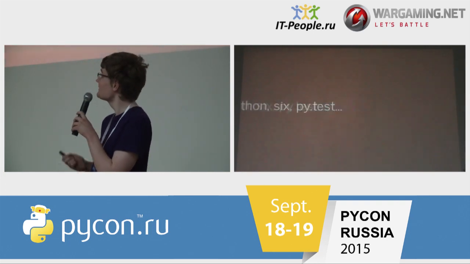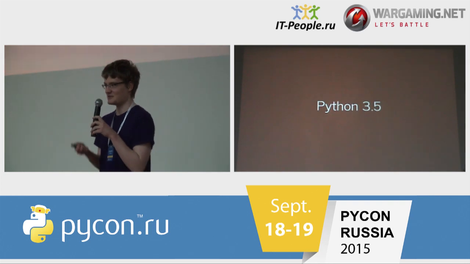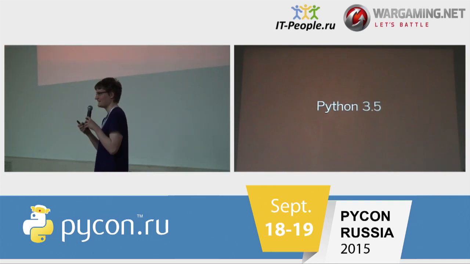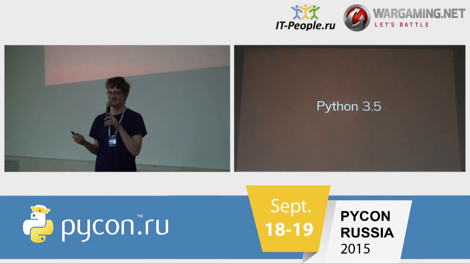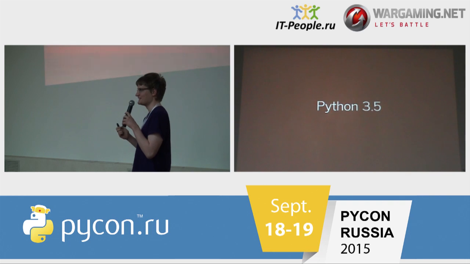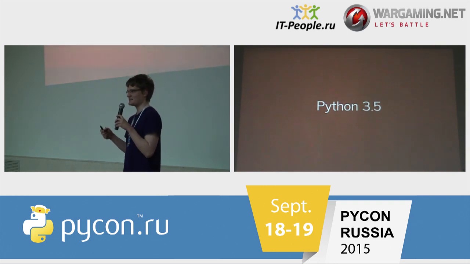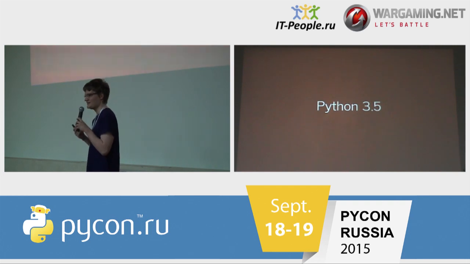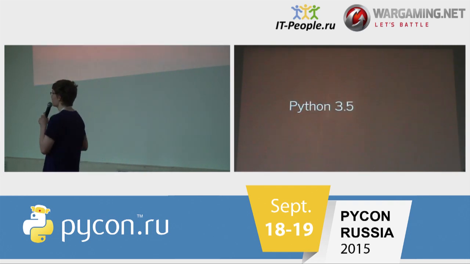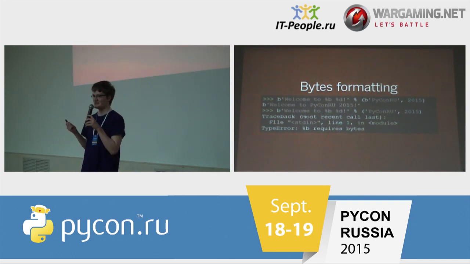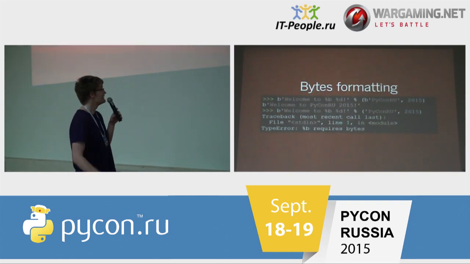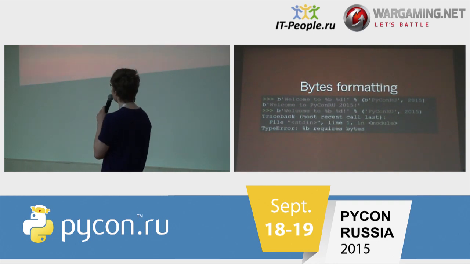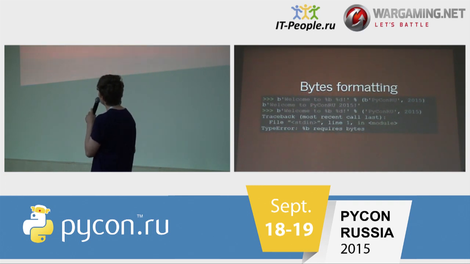Okay, so I'm supposed to be talking about Python packaging, but Python 3.5 was released less than a week ago. So I couldn't resist the temptation to spend a few minutes talking about some of the things which are new in Python 3.5. So the first thing is now you can use formatting with bytes. You probably wouldn't actually say this with byte strings, you'd use a Unicode string, but this is just like traditional percent formatting.